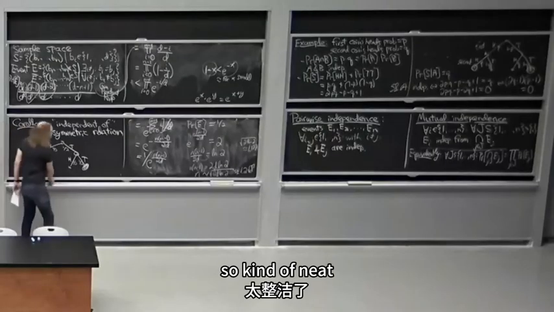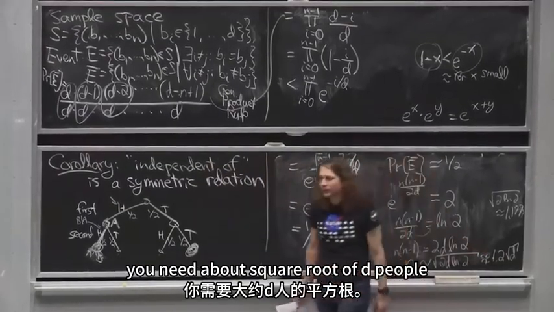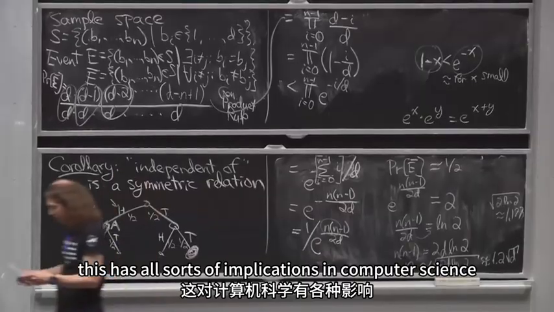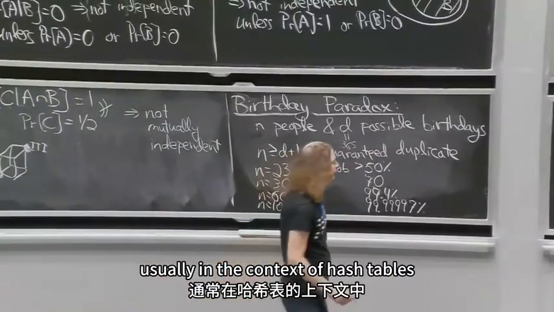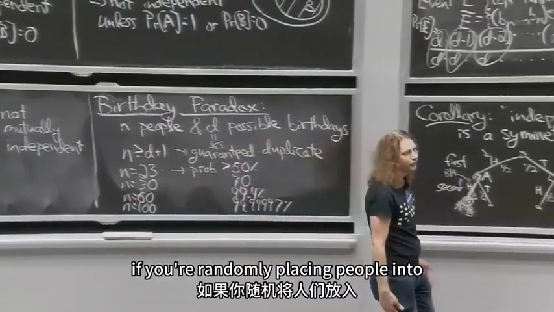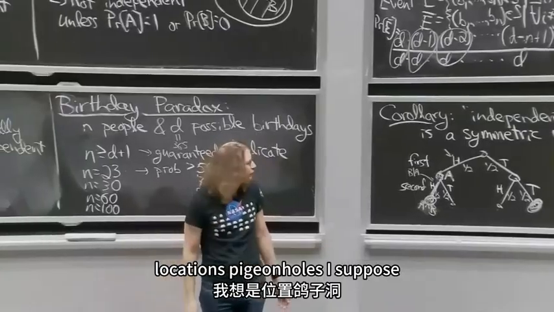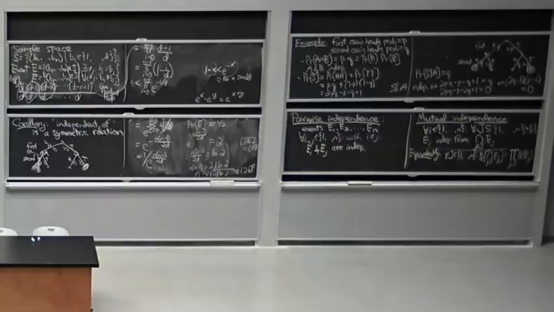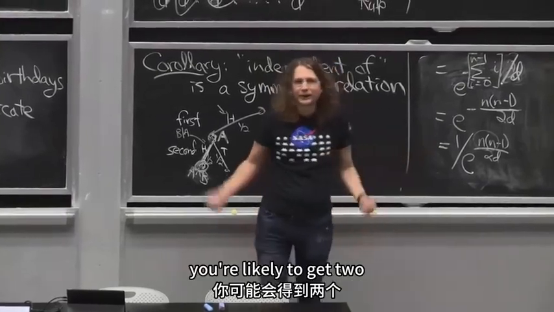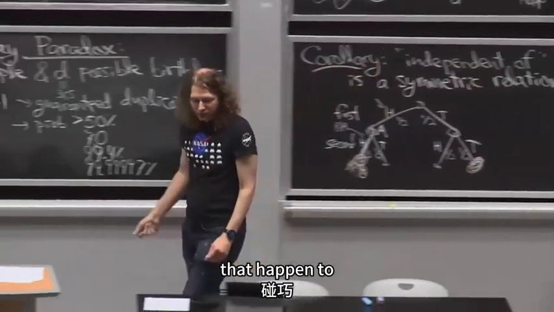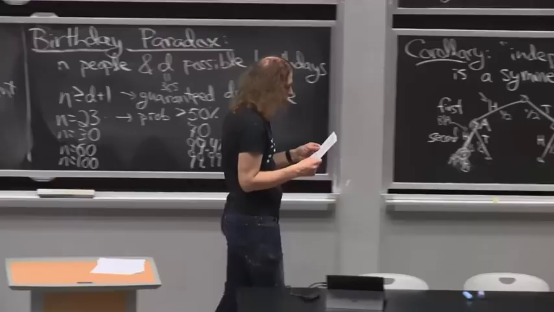So kind of neat. In general, if you have d days, you need about square root of d people to get a duplicate. This has all sorts of implications in computer science, usually in the context of hash tables. If you're randomly placing people into locations, pigeonholes, I suppose, once you have square root of d different people, you're likely to get 2 that happen to cohabitate, if you choose them uniformly.